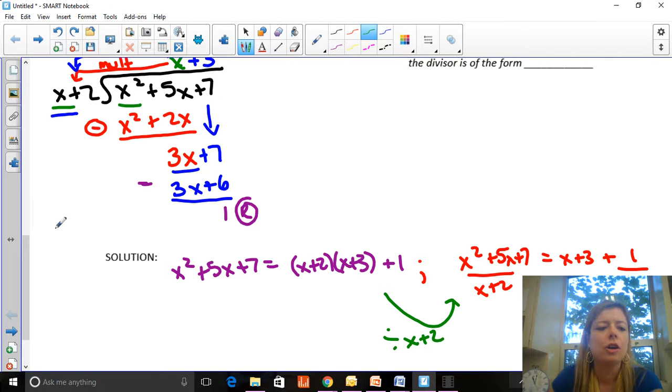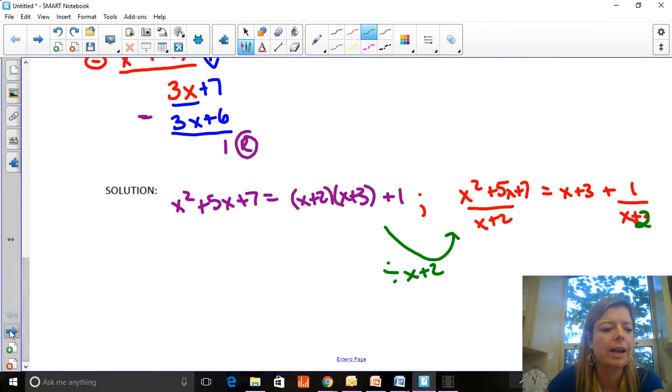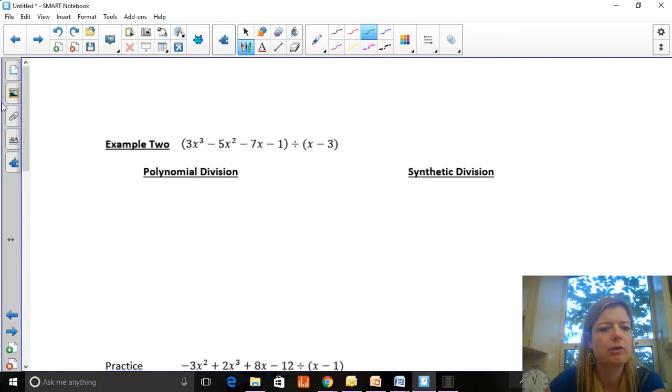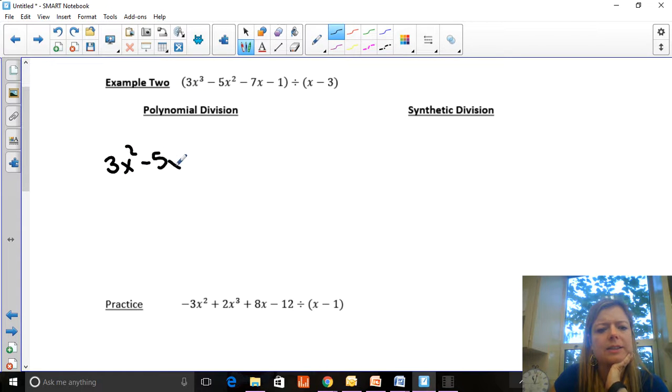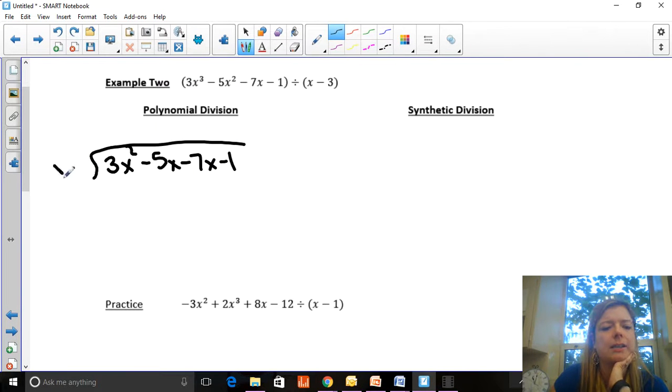Okay, so I want you guys, before we do the synthetic division, I want us to try example 2 so we get used to the polynomial division. Okay, so this one has one extra term. So it's 3x cubed minus 5x squared minus 7x minus 1 being divided by x minus 3. Okay, so let's get started. So we do the first term divided by the first term. So 3x cubed divided by x is 3x squared. So we write it here. Now we multiply that by everything down here.